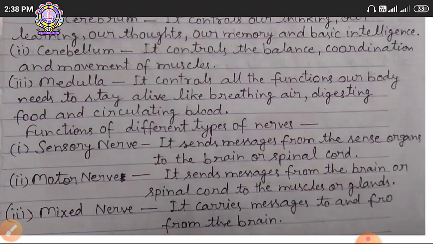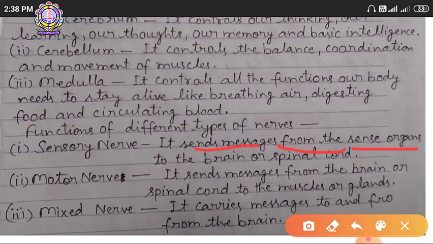It sends messages from the sense organs. And what are sense organs? We have 5 sense organs: eyes, ears, nose, tongue, and skin. So sensory nerve sends messages from the sense organs to the brain or spinal cord. This is the function of sensory nerve.